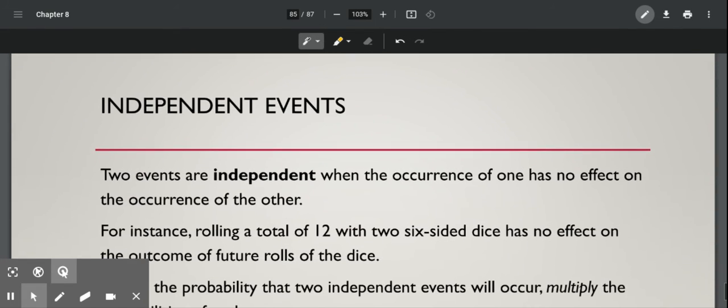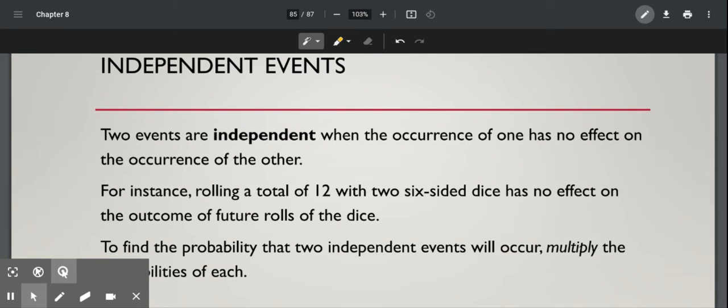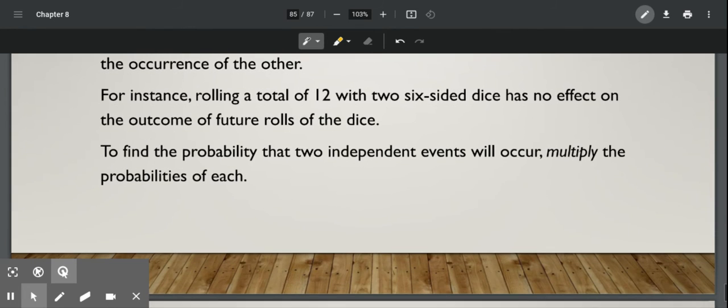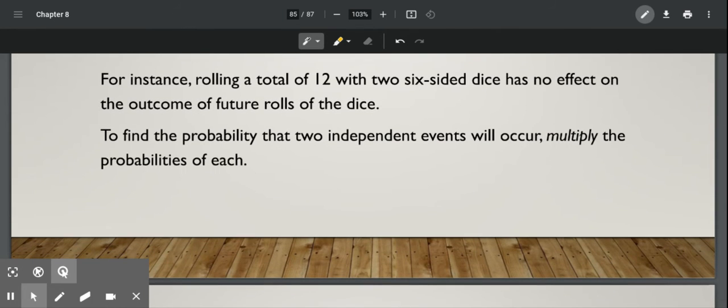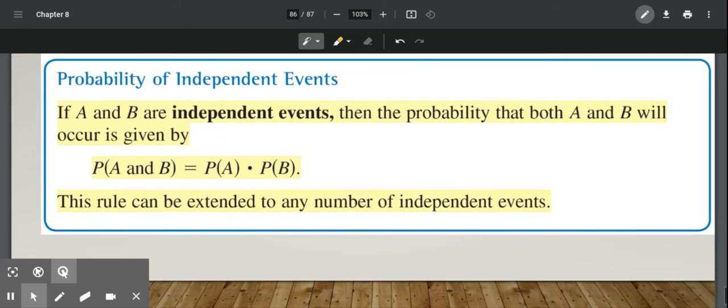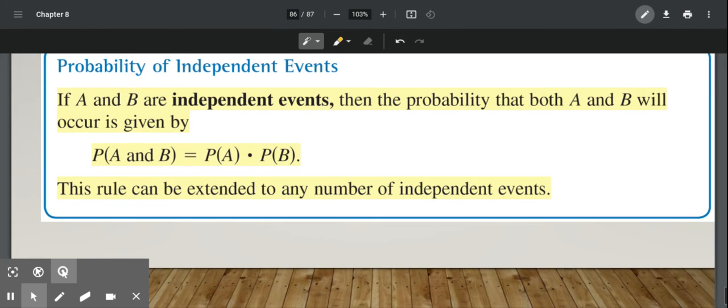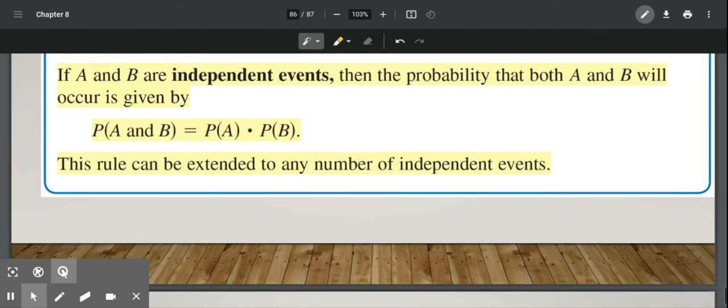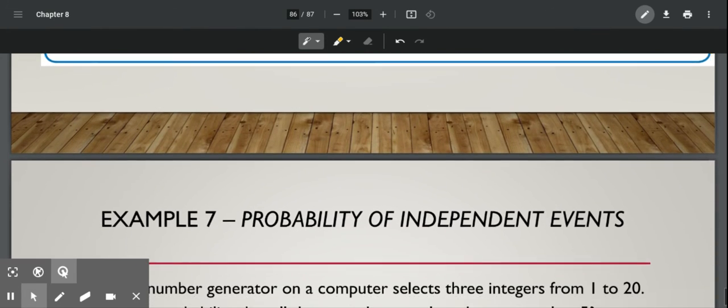And then the last topic we're going to talk about with probability is independent events. Two events are independent when the occurrence of one has no effect on the occurrence of the other. For instance, rolling a total of 12 with two 6-sided dice has no effect on the outcomes of future rolls. So if we want to find the probability that two independent events will occur, we multiply the probabilities of each. If A and B are independent, the probability that A and B will occur is the probability of A times the probability of B.